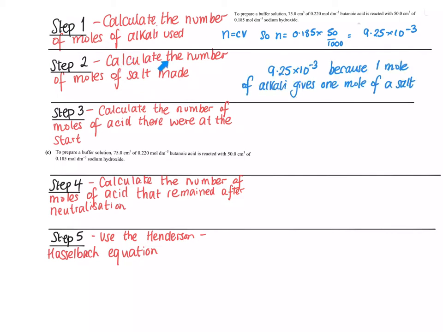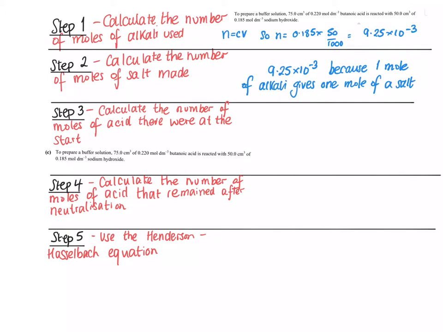In the next step, we need to calculate the number of moles of salt that were made, and because 1 mole of salt is made from 1 mole of alkali, and we had 9.25 times 10 to the minus 3 moles of alkali, we must end up with 9.25 times 10 to the minus 3 moles of salt, because 1 mole of alkali gives 1 mole of salt.